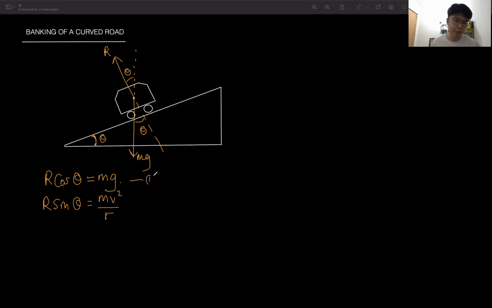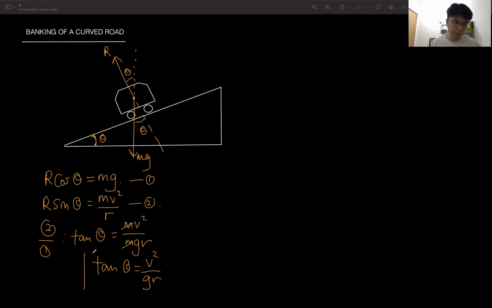So equation 1, equation 2. Now we have equation 2 divided by equation 1. We get tan theta equals mv squared over mgr. We can cancel the m. Tan theta equals v squared over gr.